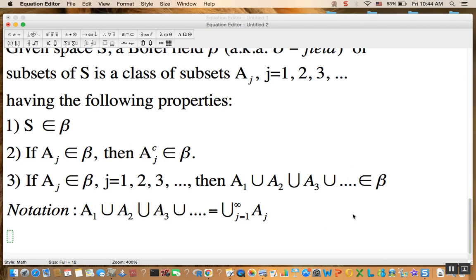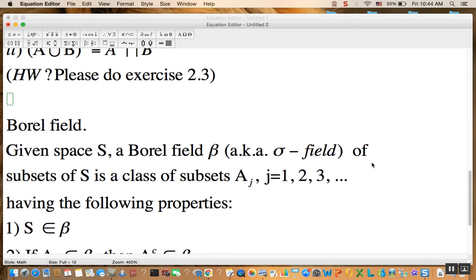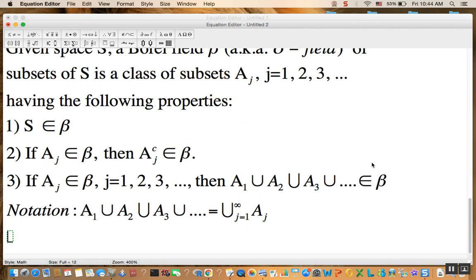Okay. So, bottom line, what I want you to remember is that Borel fields are a special class of subsets with these three properties: that you have the sample space being part of that class of subsets. If an event belongs to your Borel field, your sigma field, then the complement also lives there, it belongs to beta. And then if you have infinitely many of those subsets, then the infinite union of those subsets also belongs to beta, the Borel field. Make sense? Okay.